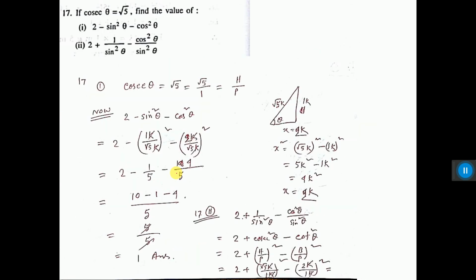Then sum number 17, cosec theta equals root over 5. Root 5 means root 5 by 1. Now cosec formula is hypotenuse by perpendicular. Now you consider root 5k and 1k. Hypotenuse you consider root 5k and perpendicular you consider 1k. So base square equals hypotenuse square minus perpendicular square. So it is coming 4k square, means 2k.